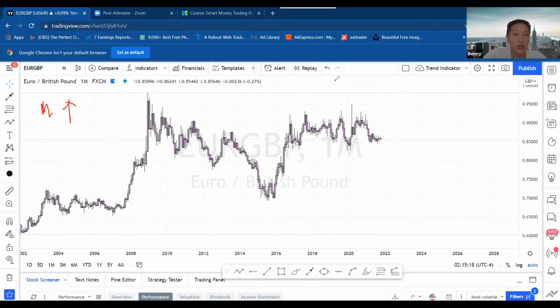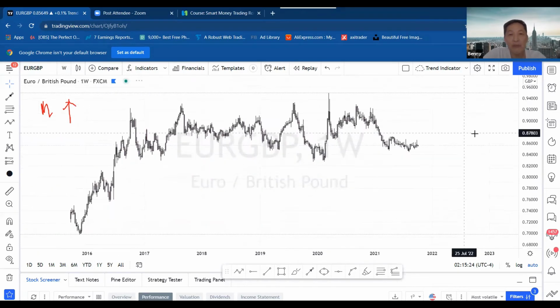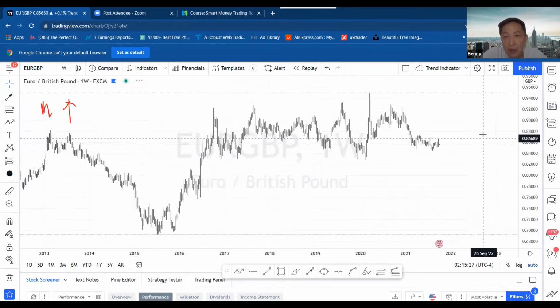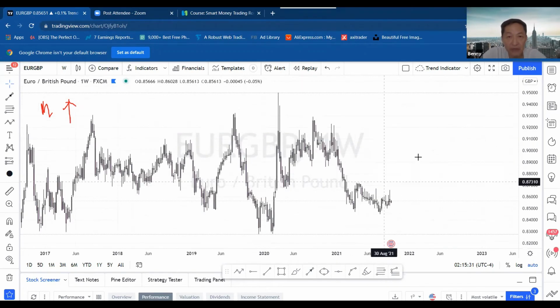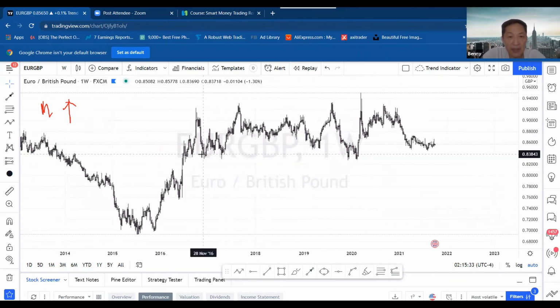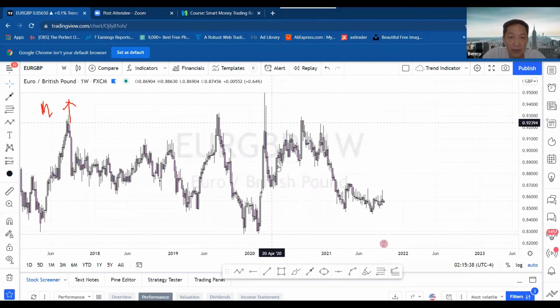So now what we're going to do is go down to the weekly time frame. So what's the weekly time frame doing? Well, weekly and monthly are not much different. We can see that we are basically in a ranging market. And if you take a look at this area here, we make a high higher than this high. So this is a higher high.